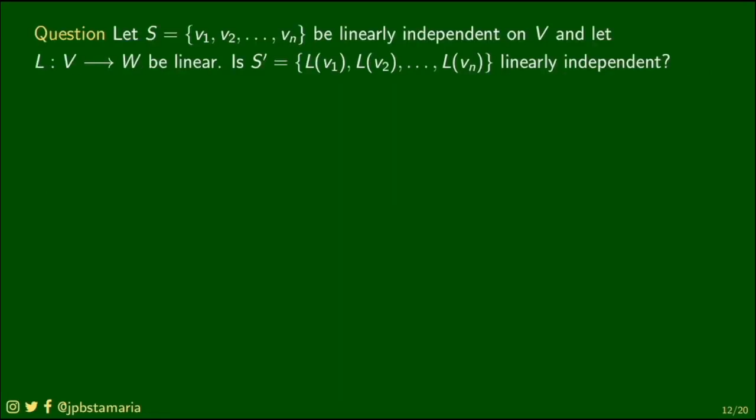We now have a question. Suppose now that instead we have a set of vectors in V which is linearly independent. And here you get a linear transformation that transforms V to W linearly. So we take the images of each vector and collect them in a set called S prime. The question now is, is S prime linearly independent as well? In other words, in the theorem, linear dependence was preserved. Would it be the same for linear independence?